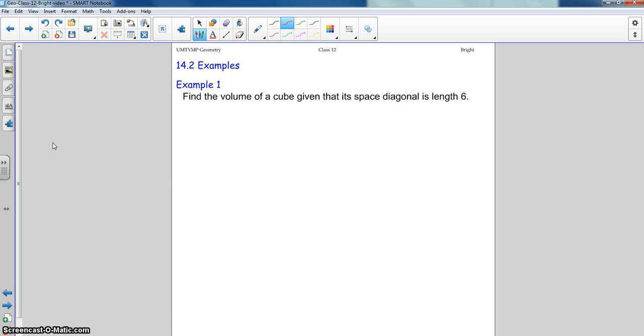Now, your book has a nice, neat formula for the space diagonal length of a cube. I'm not going to use that. You can also check your answer by that method. But what I want to do first, with any of these problems, is get a good picture drawn. Again, it's not going to be perfect. This is for my own reference, so if it's not perfect, it's fine.